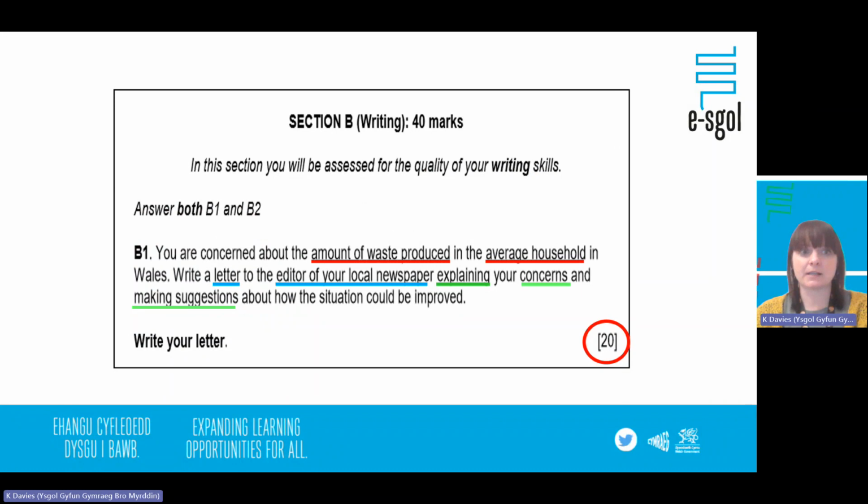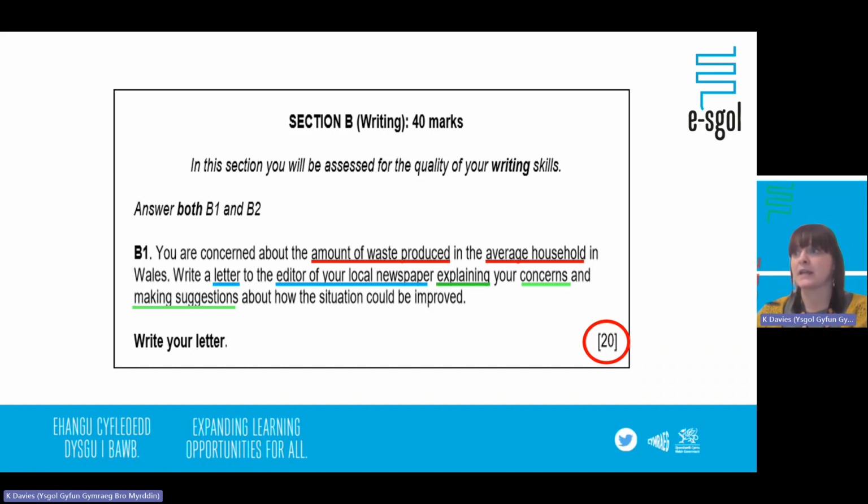And then section B, the writing. So here we've got an example question, okay? You're concerned about the amount of waste produced in the average household in Wales. Write a letter to the editor of your local newspaper explaining your concerns and making suggestions about how the situation could be improved. Okay, so this obviously, like you probably will remember from your section A, was all on the theme of waste. So this is continuing on that paper.